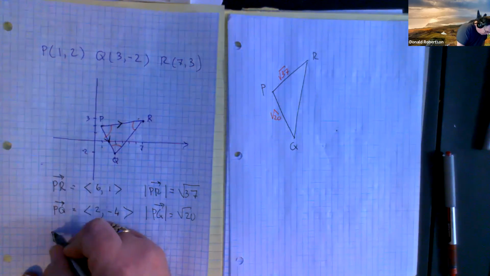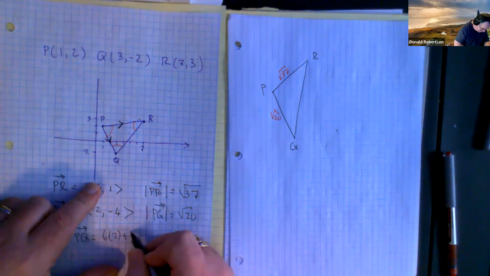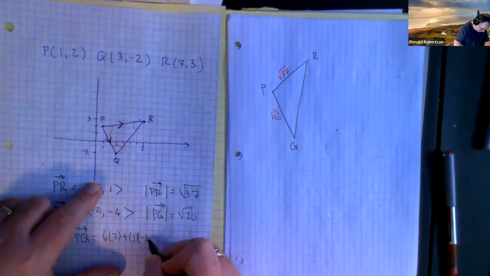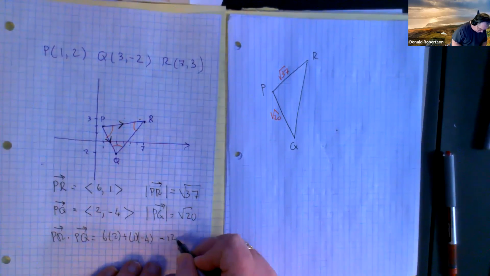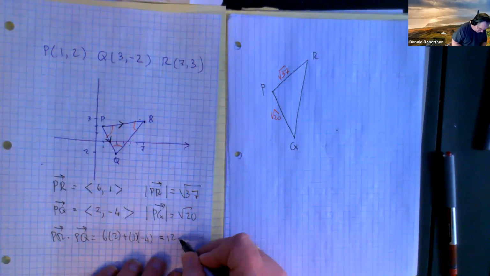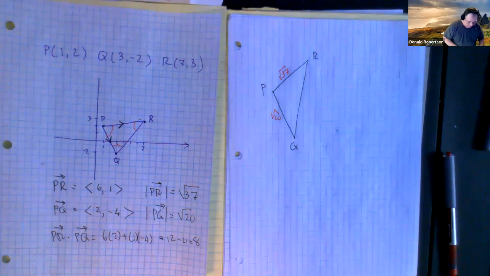Now I'm going to do the dot product. And in this case, it's going to be 6 times 2 plus 1 times -4, which is what, 12. Take away 4, it's 8. Okay.